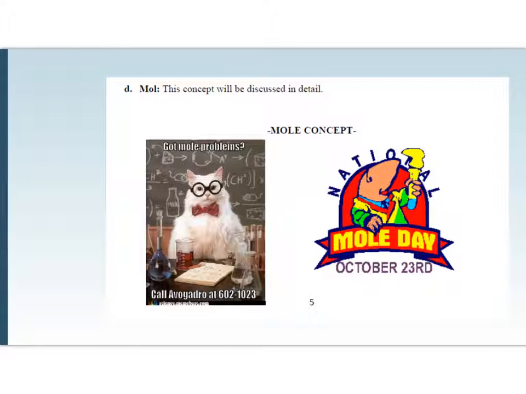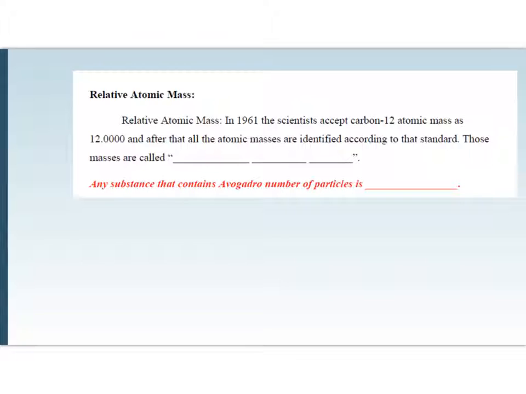And finally, the lovely one, this is the mole concept. Now, as you know, we started the mole concept in the classroom. We solved lots of questions. I'm going to solve some of the questions here one more time. And if you still have any question, please do not hesitate to ask.